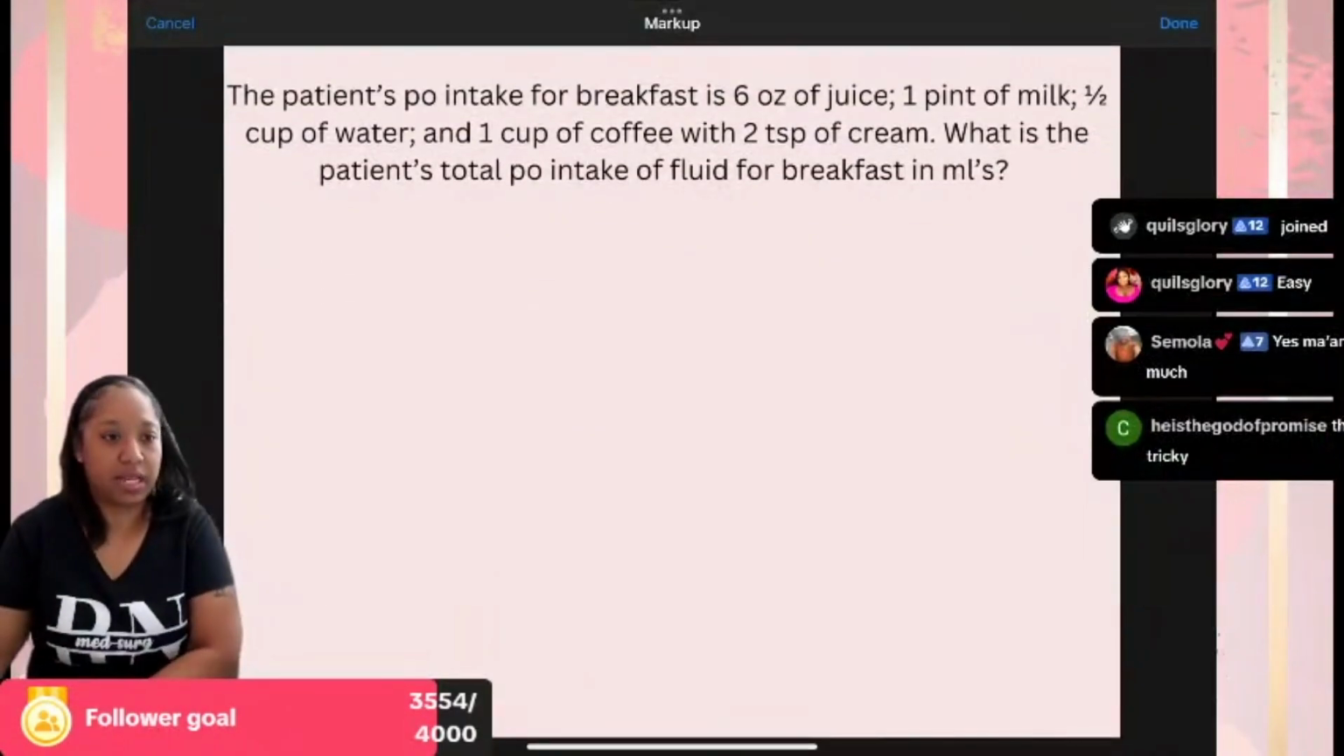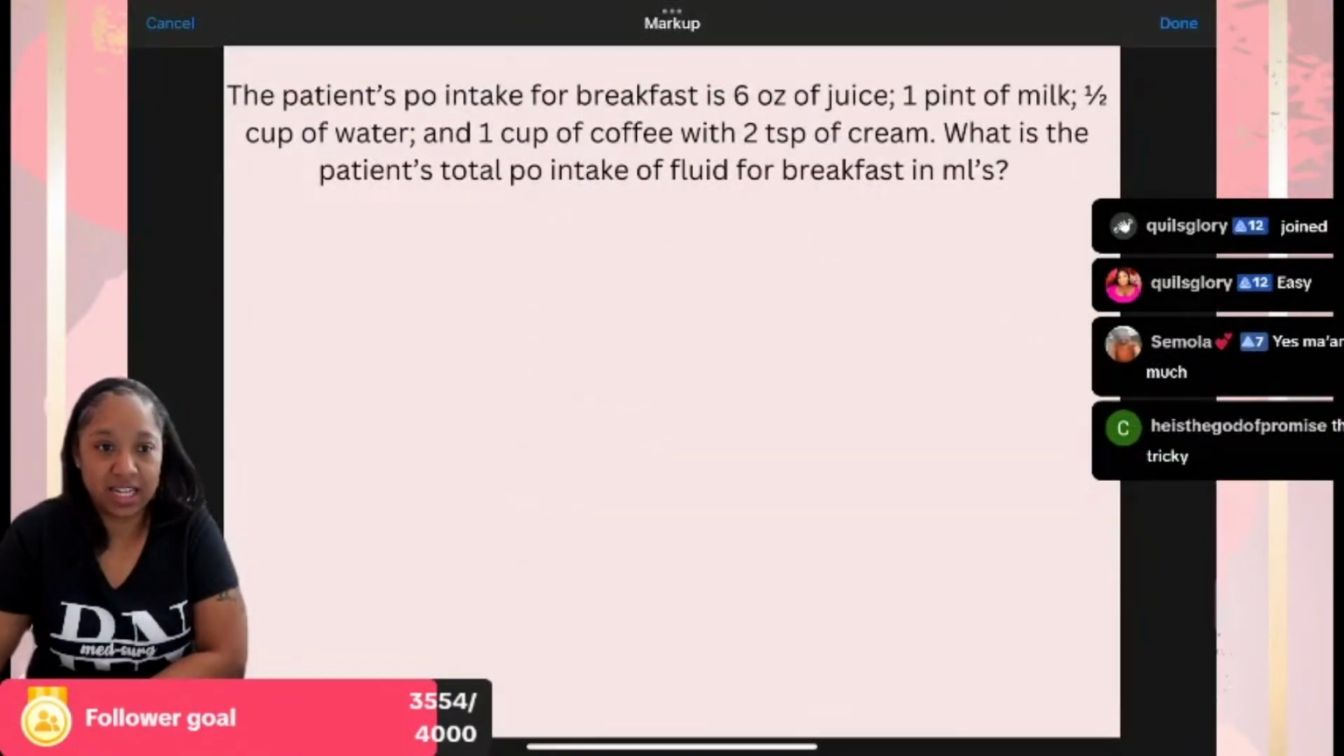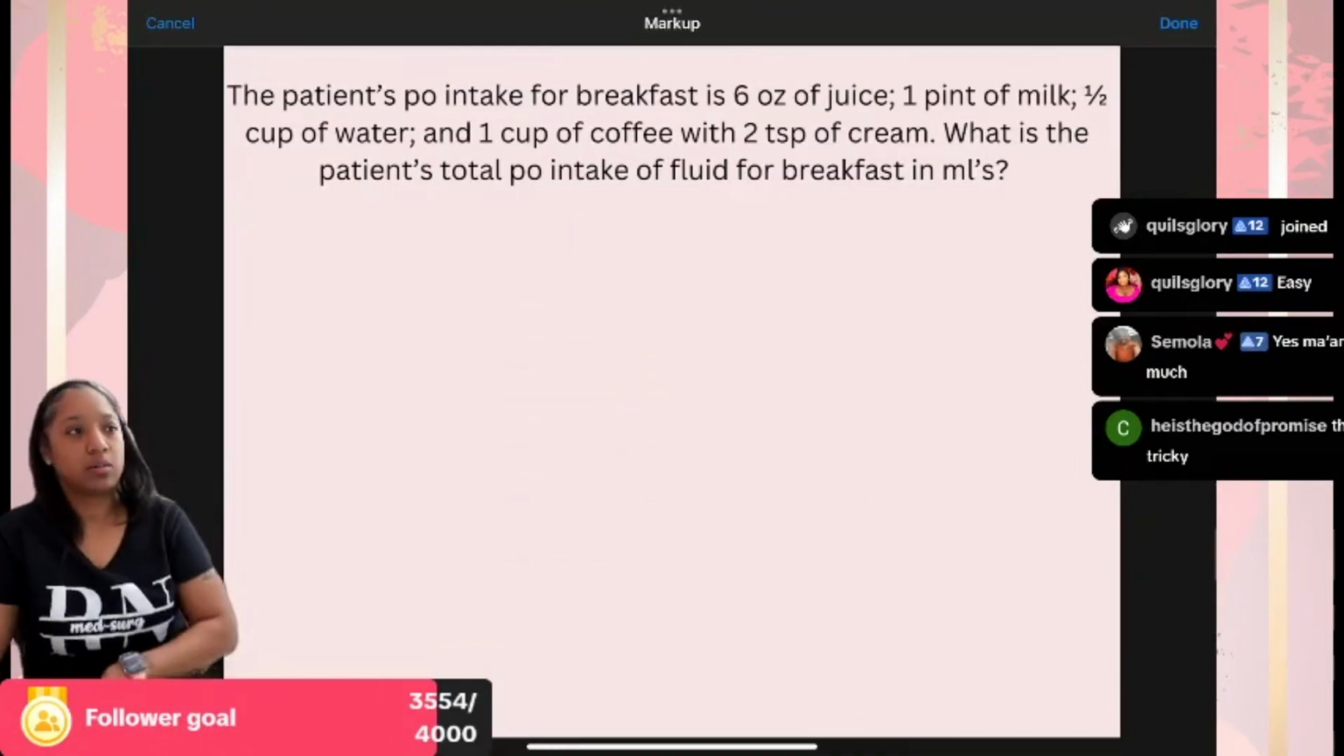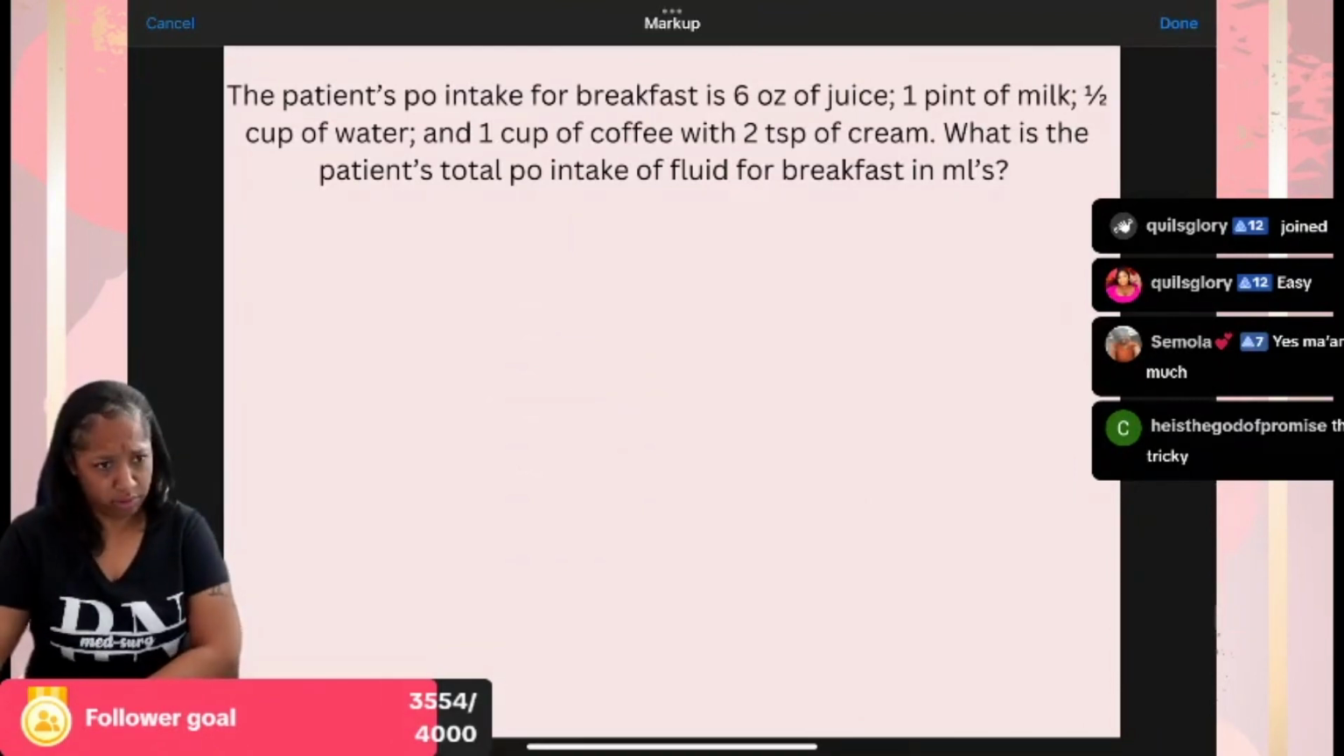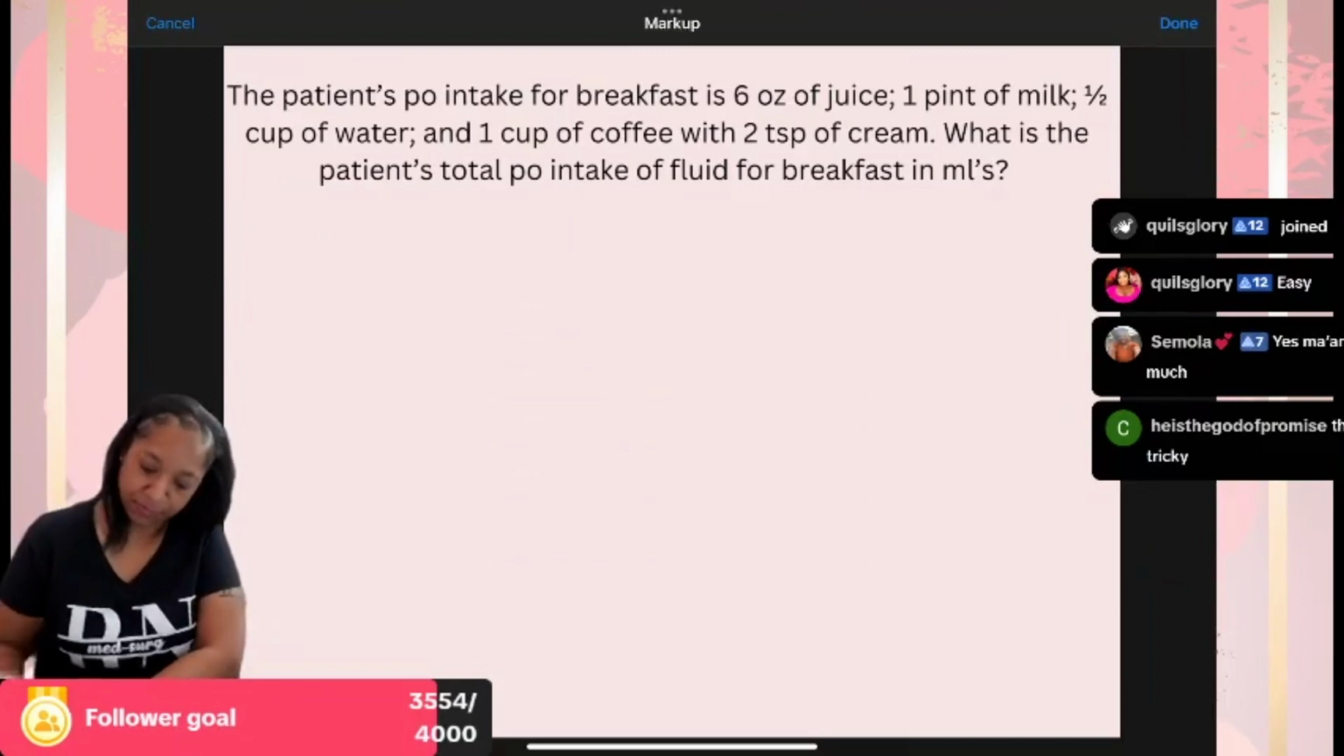Righty. So we got some intake and output. That last one is tricky. What? Which one?